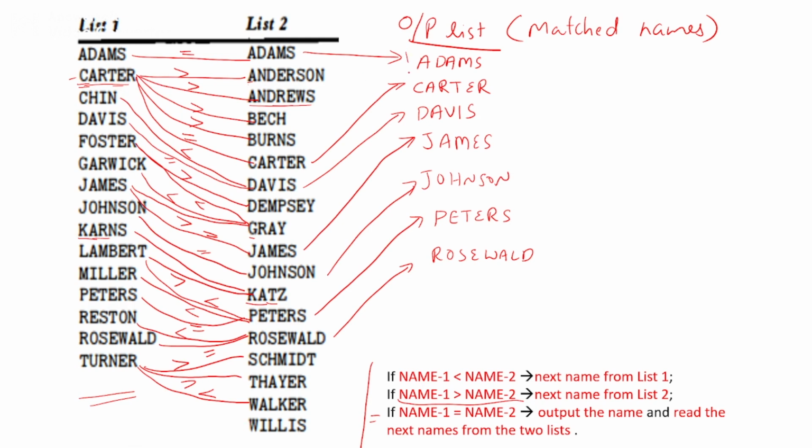So this is what I have as the output list. So these are the names which are common to both the lists. This is how we are going to find out the matched list.